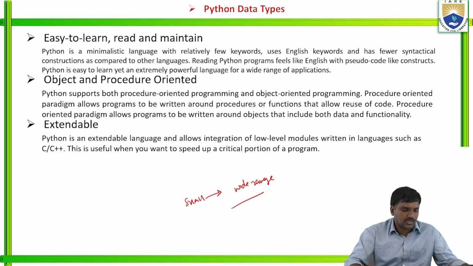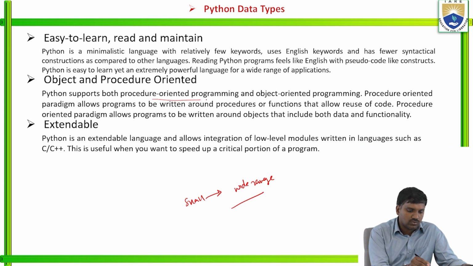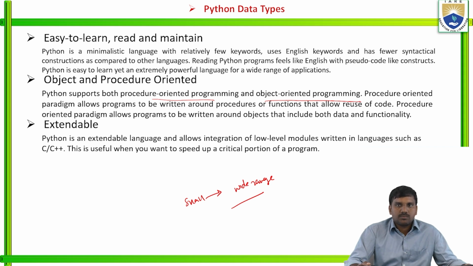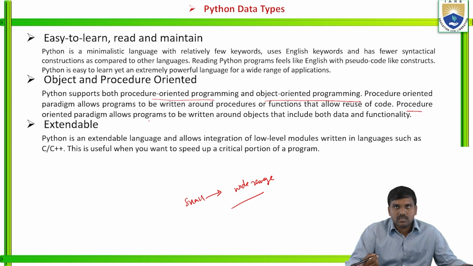Next, object and procedure oriented characteristics. It supports both procedure oriented and object oriented programming, as we discussed in the last slide also. Procedure oriented programming allows programs to be written around procedures or functions that allow reuse of code. Object oriented programming allows programs to be written around objects that include both data and functionality.